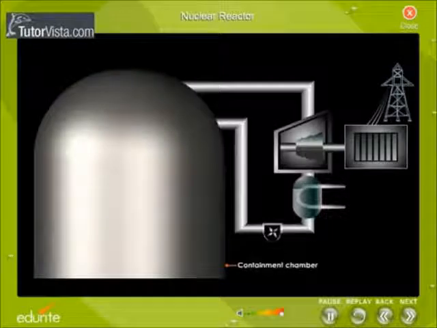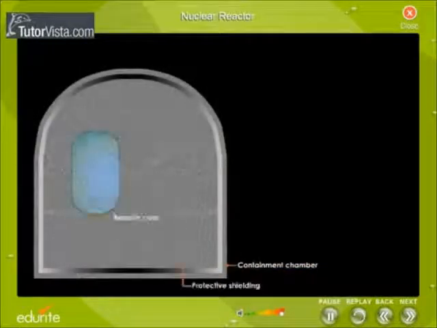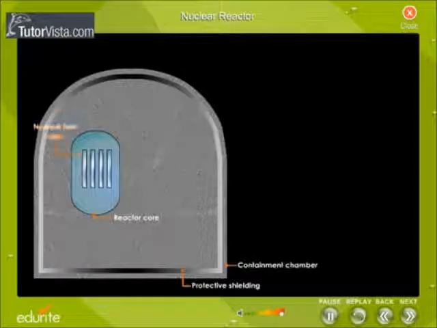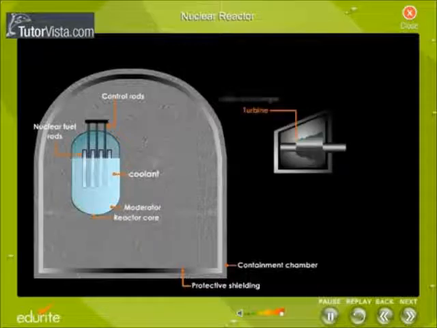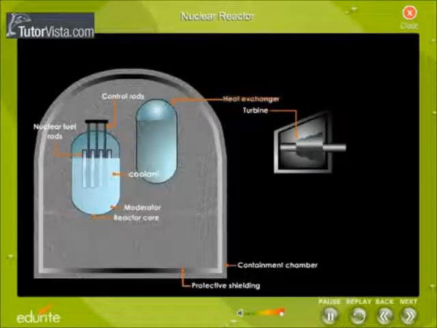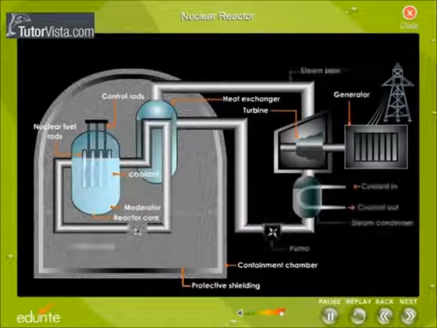Here you have an external view of a pressurized water reactor or PWR. Click on the containment chamber to view the parts of the nuclear reactor core. The reactor core, where the nuclear reactions take place, has the fuel rods, the control rods, the moderator and the coolant. Outside the core there is a turbine, a heat exchanger and a part of the cooling system. Click on the labels to know their function.